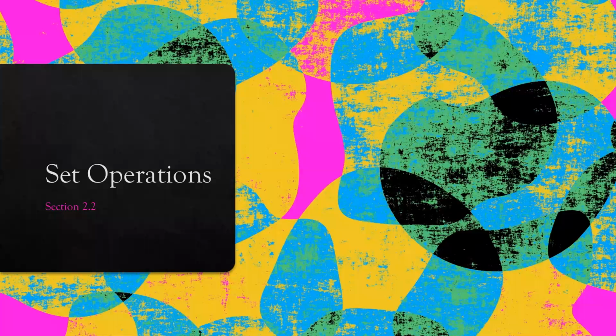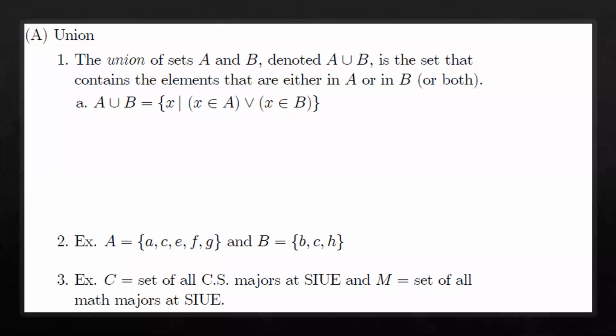Section 2.2, set operations. So the union of two sets, A and B, denoted A ∪ B, is the set that contains elements that are either in A or B or both. In the set builder notation there, you'll notice that the criteria is that x is an element in A or x is an element in B. The OR symbol is that V-looking shape. So notice the similarity between the union symbol and the OR symbol. That'll help you memorize it.